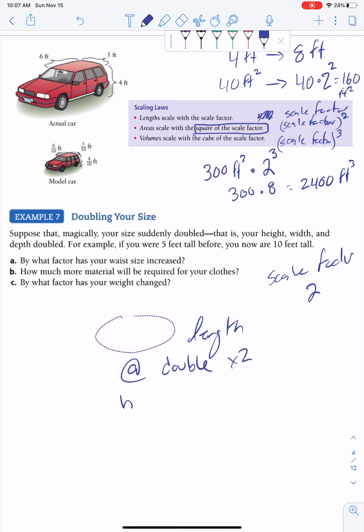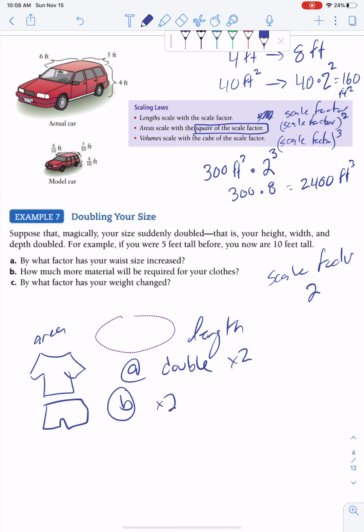How much material am I going to need for my clothes? Well, if you think about it, your clothes are definitely not one-dimensional. Your clothes are 2-dimensional. They have an area. So if I'm doubling myself, if I'm timesing by 2, to get my new area for my clothes, I have to square that 2. So my factor for my area is going to be 4. I'm going to quadruple my clothes.